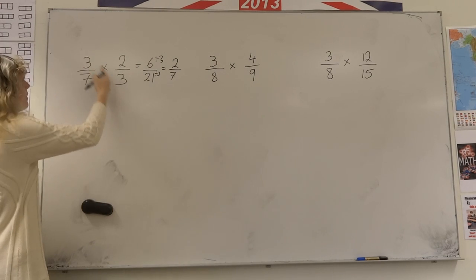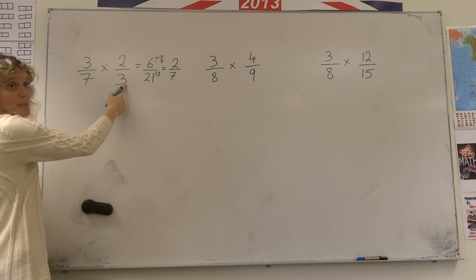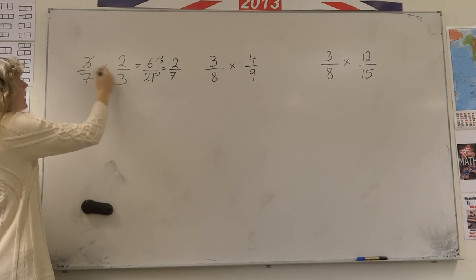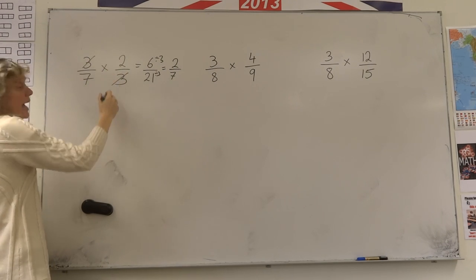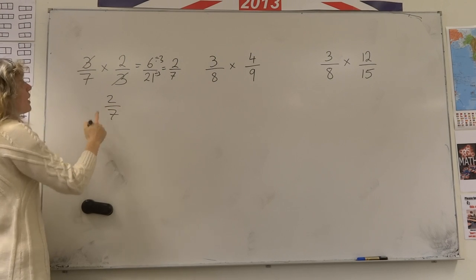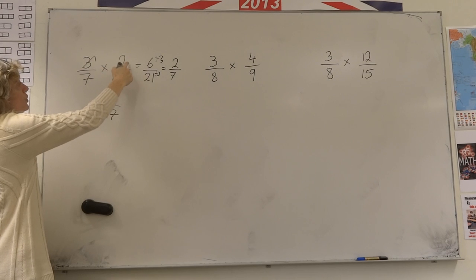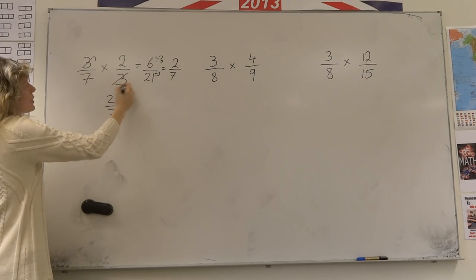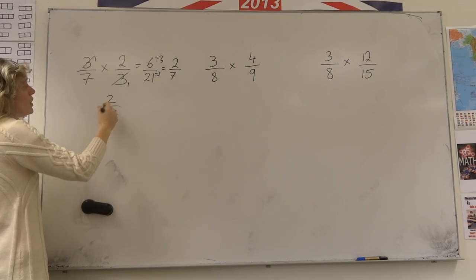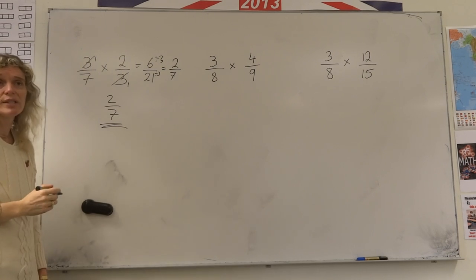I did mention to you that when you see that there's the same number on the top as the bottom, they can just cancel. So you would have got the answer 2/7 directly. Because this would have turned into a 1, 1 times 2 is 2, this would have turned into a 1 as well, 7 times 1 is 7. So you get the answer 2/7.